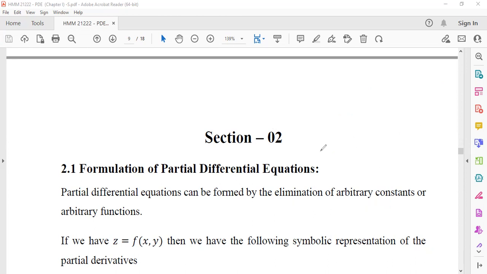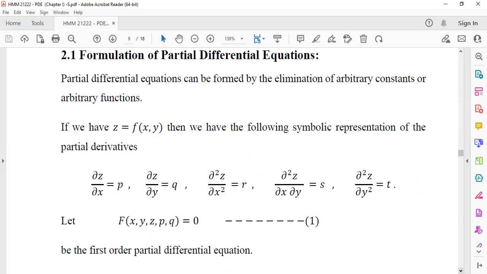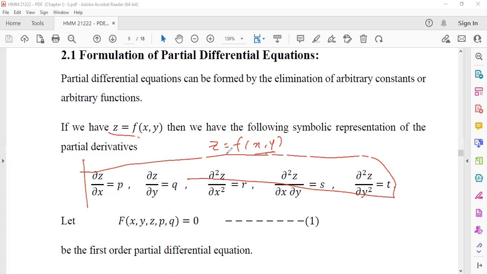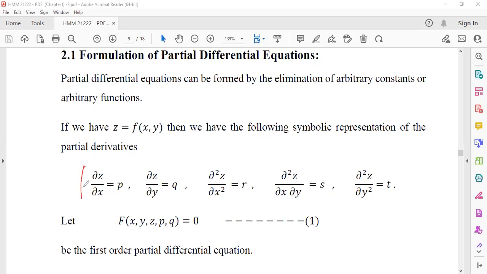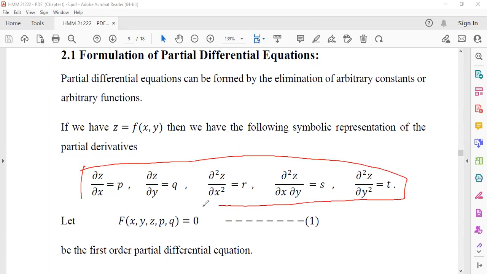So let me continue. Let's see the ideas. Let's say I have a dependent variable z. We can call z a function of x comma y. It means it has two independent variables; it is dependent on two variables. So we have the following symbolic representation. This is what you have to keep in mind. These are fixed standard notations.